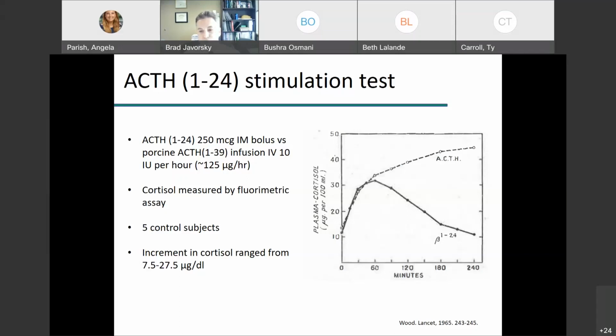But in this study, they used the ACTH 1 to 24, which in the figure is labeled as beta 1 to 24. This is the first study that really came out looking at this stimulation test. And you can see that at least in this test, the peak was somewhere around 30 at 60 minutes. So for this one, normals, the peak was 30. But again, this was an older assay where there's a lot of cross-reactivity with other glucocorticoids. They also commented on the increment in cortisol, and they said it ranged from 7.5 to 27.5 in normal individuals. So this was another topic that they brought up as far as what the cortisol increment should be.